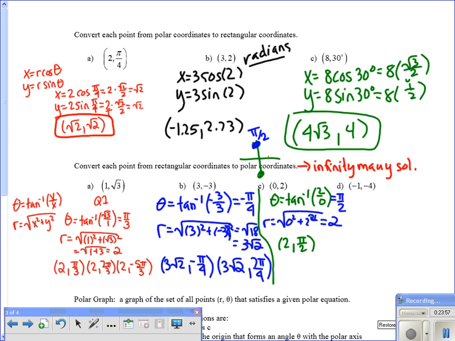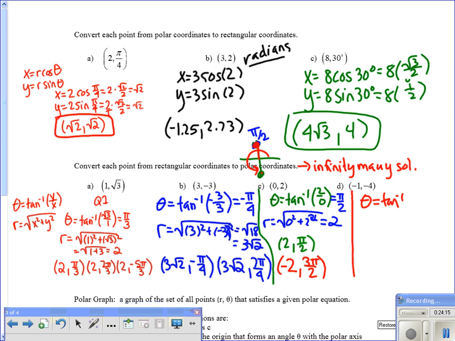Let's do a negative r value for this one. So if I went all the way around to 3 pi over 2 and was here, I would have to use a negative r value to get to here. So if I did negative 2 comma 3 pi over 2, that would work. So then for the very last one, same thing.